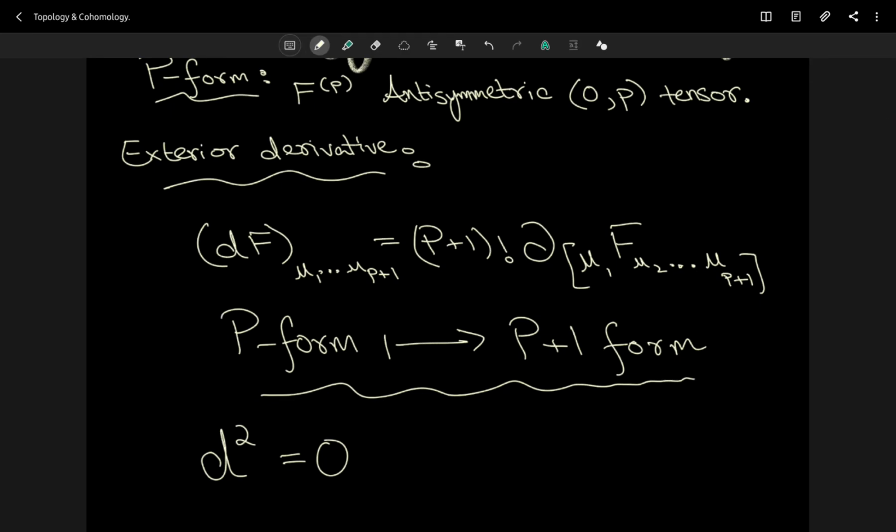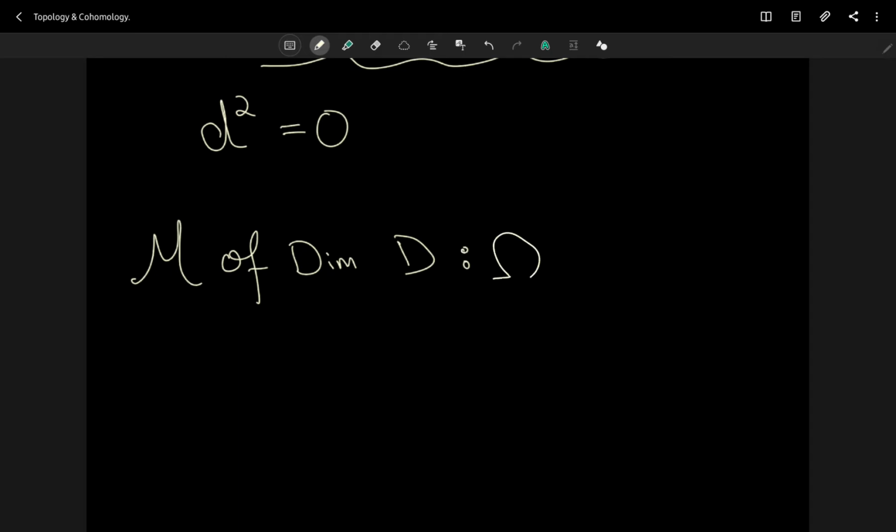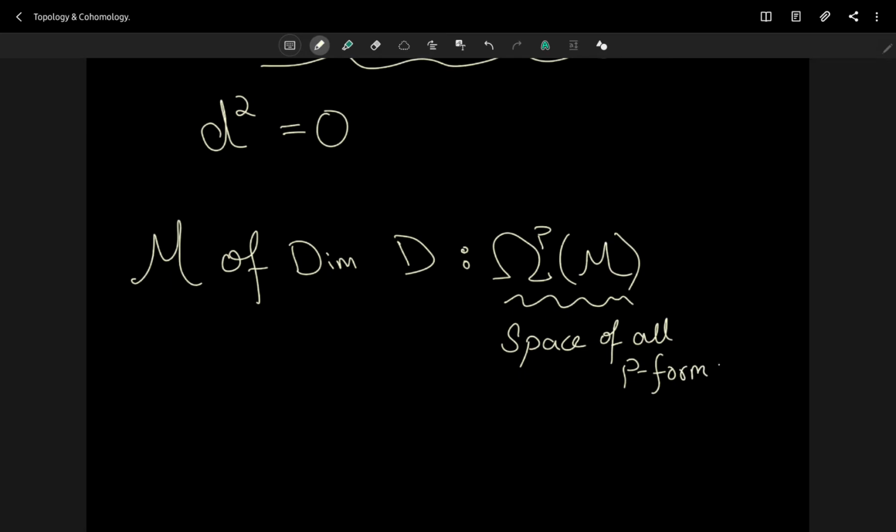So now we have some of these things from differential forms. Let's begin with somewhat of an unmotivated classification scheme. Let me say that we have a differentiable manifold M, and it has dimension d. For this differentiable manifold of d dimensions, we are going to call some omega P of M. Now this thing is the space of all the P forms, so all the P forms exist in this omega.